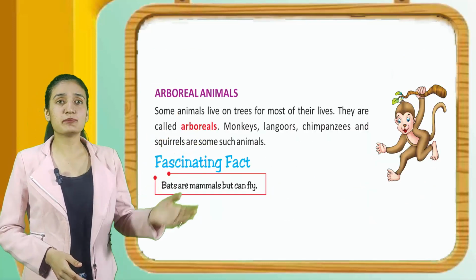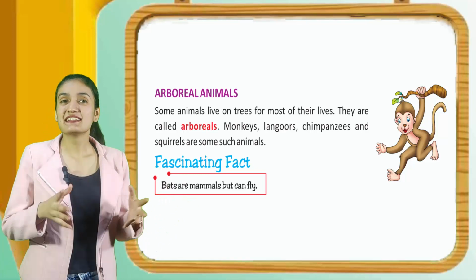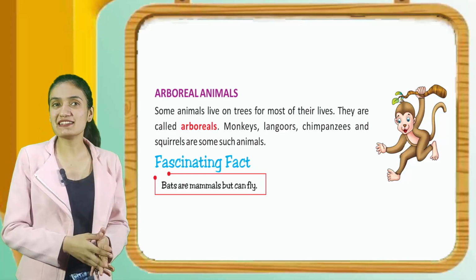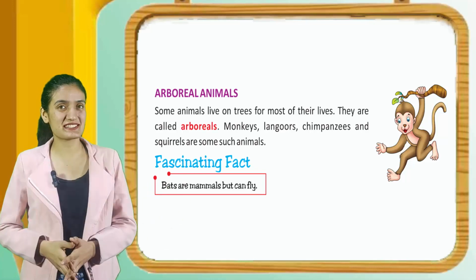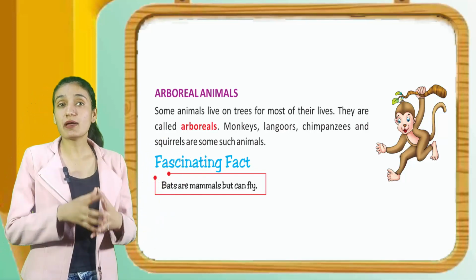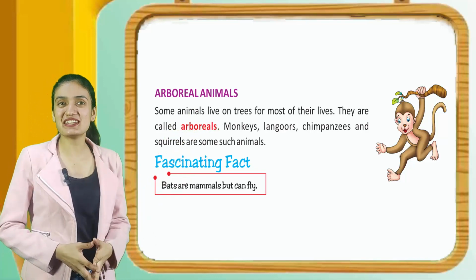Now, arboreal animals. Some animals live on trees for most of their lives. They are called arboreals. Monkeys, langurs, chimpanzees and squirrels are some such animals. We have a fascinating fact. Bats are mammals but can fly. You can see a monkey on a tree.